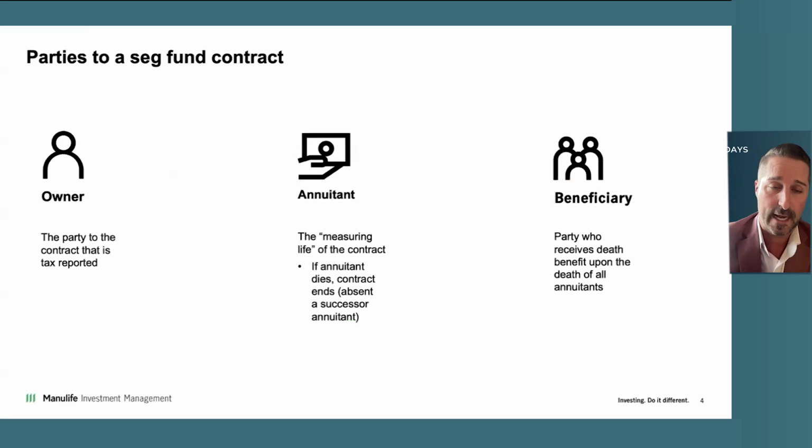And really, we're always going to have these three parties. We're always going to have an owner. We're always going to have an annuitant. We're always going to have a beneficiary. And the wheelhouse for segregated funds or wealth transfer funds really is the non-reg personally held money, okay?